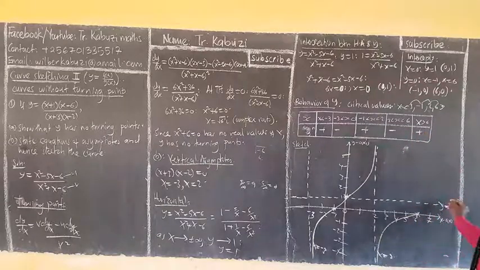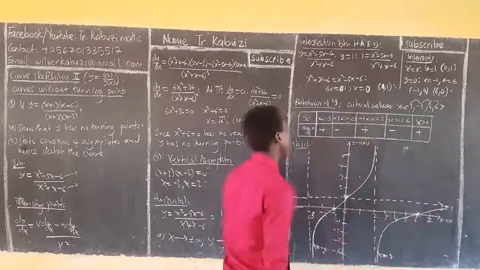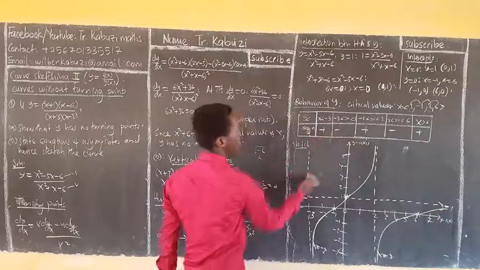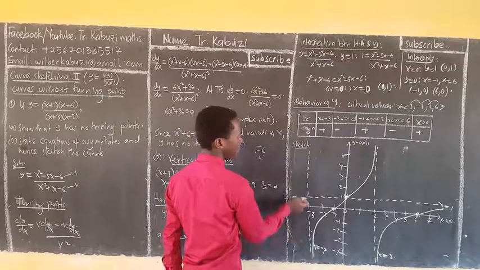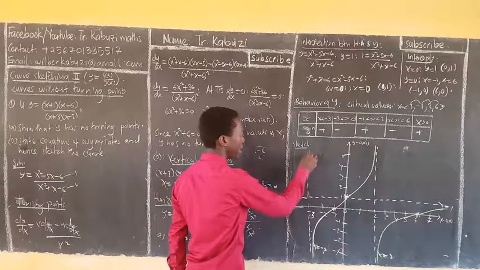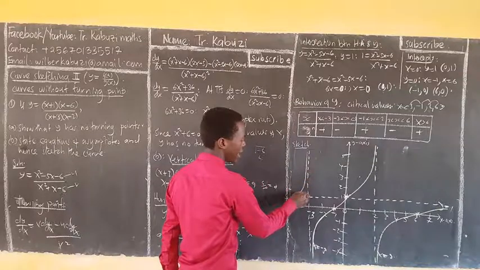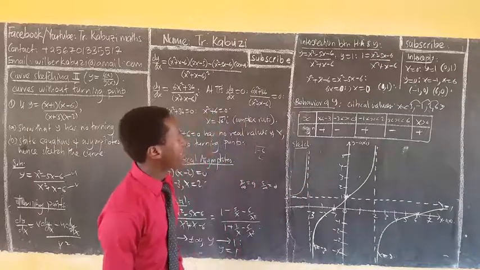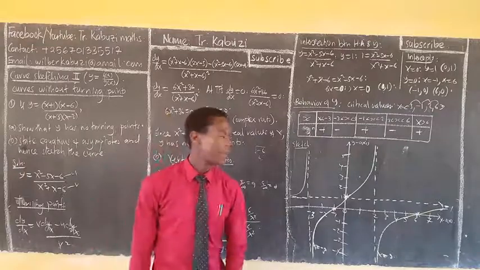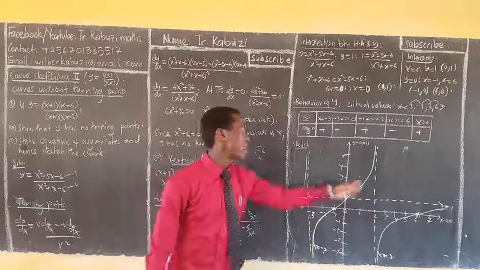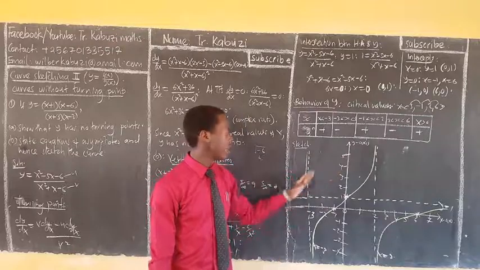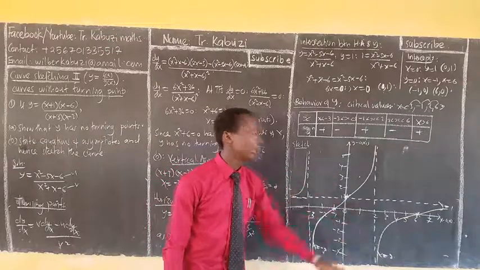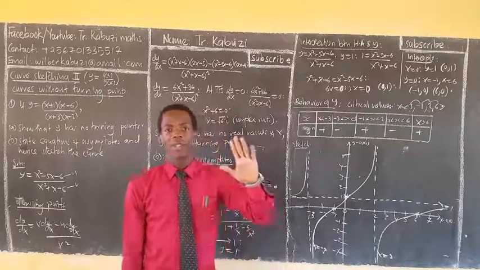Above 6, it's positive, above the x-axis. Because this is an asymptote, it can't cross it again. It's going to be like that. Then below negative 3, it's positive, along the asymptote. It's going to be like this. So members, that's how we sketch that one. The curve has no turning points. It's free to pass everywhere. I wish you the best.